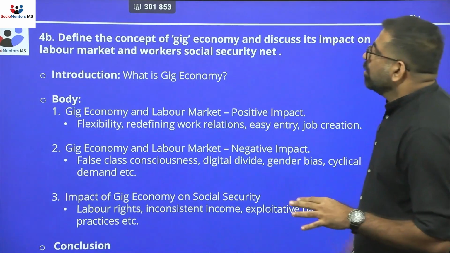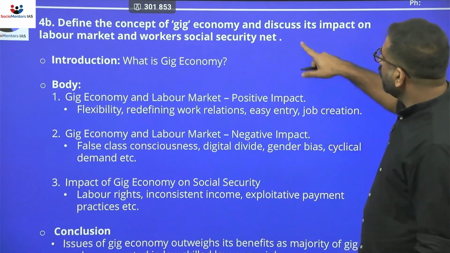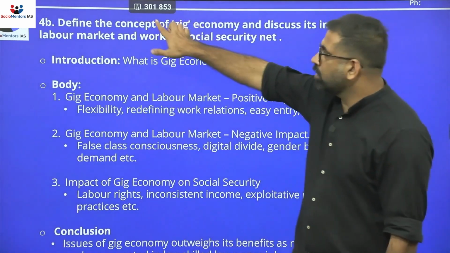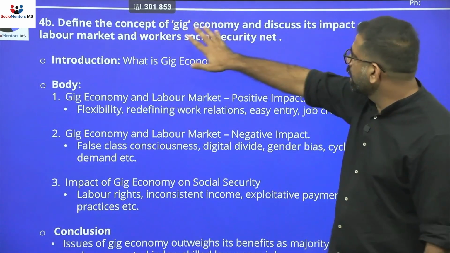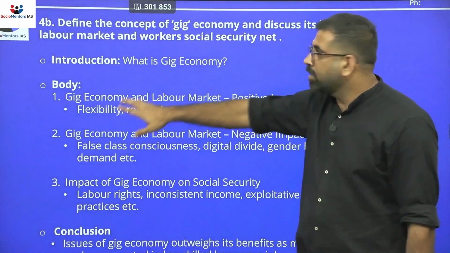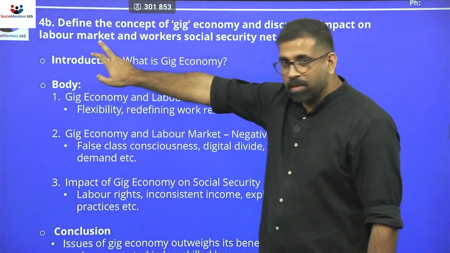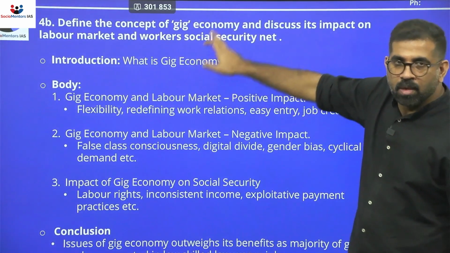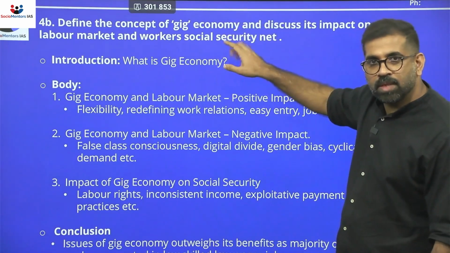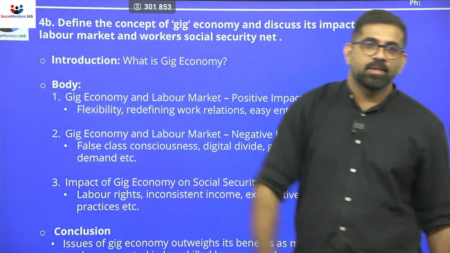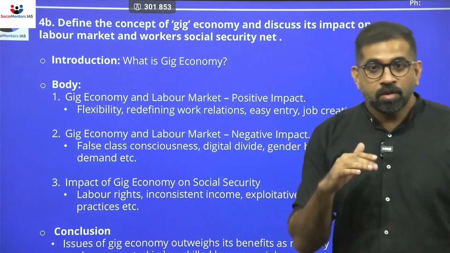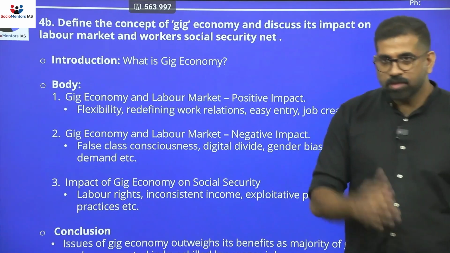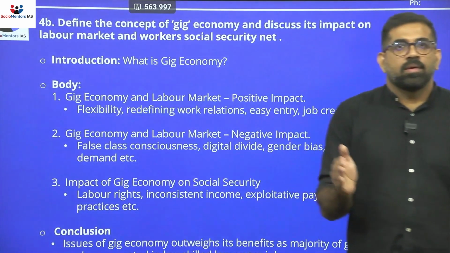All right. So define the concept of gig economy and discuss its impact on labor market and worker social security net. So here you have to start with defining what is gig economy, right? And then in the body you have to write impact of gig economy on labor market as well as impact of gig economy on worker social security. In most of the cases, what students do is they will combine both of these and write the positive and negative impact. It is not wrong, but it is not the ideal way to address this question. Okay, it is not the ideal way, but it is not wrong as well.